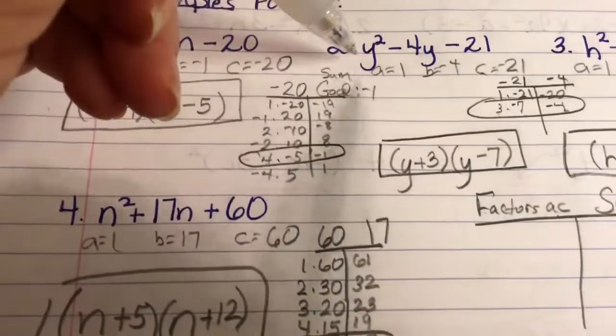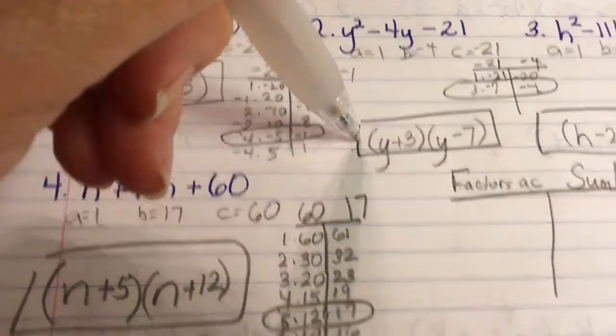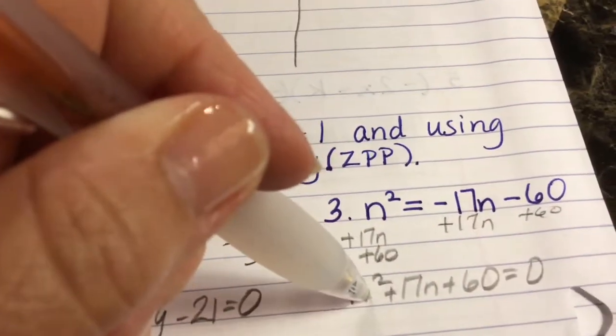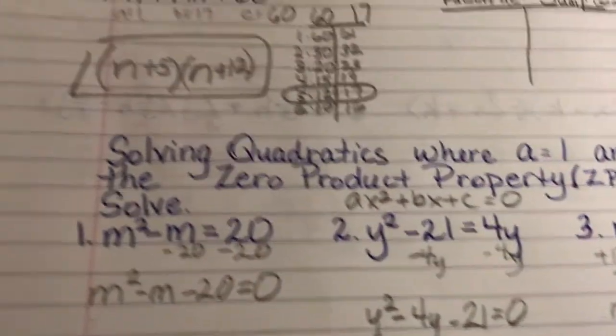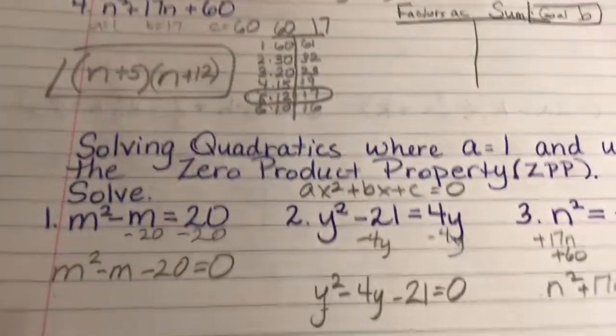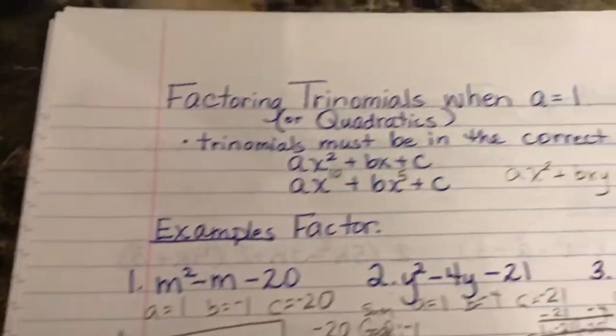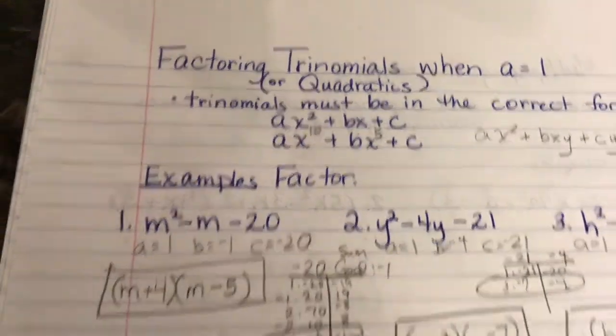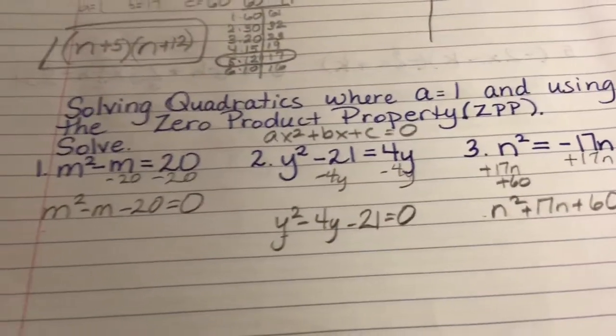My second one is number 2, so I'm going to use this factored form down here at the bottom. And then my third one, this here, is number 4, so I'm going to use that. If you need to go back and watch that video, the title there is Factoring Trinomials When A Equals 1 or Quadratics. So you may want to go back and watch that if you have not watched that already.